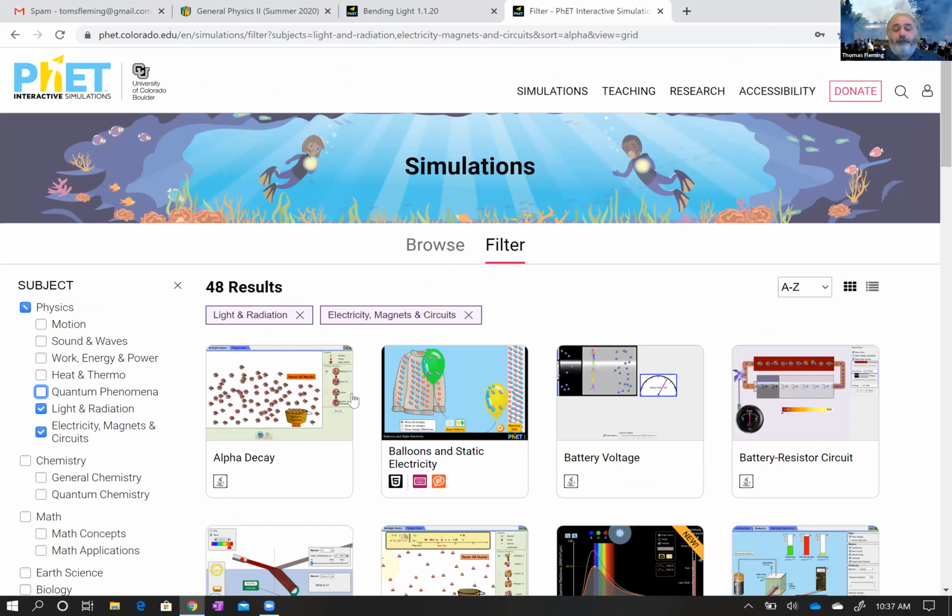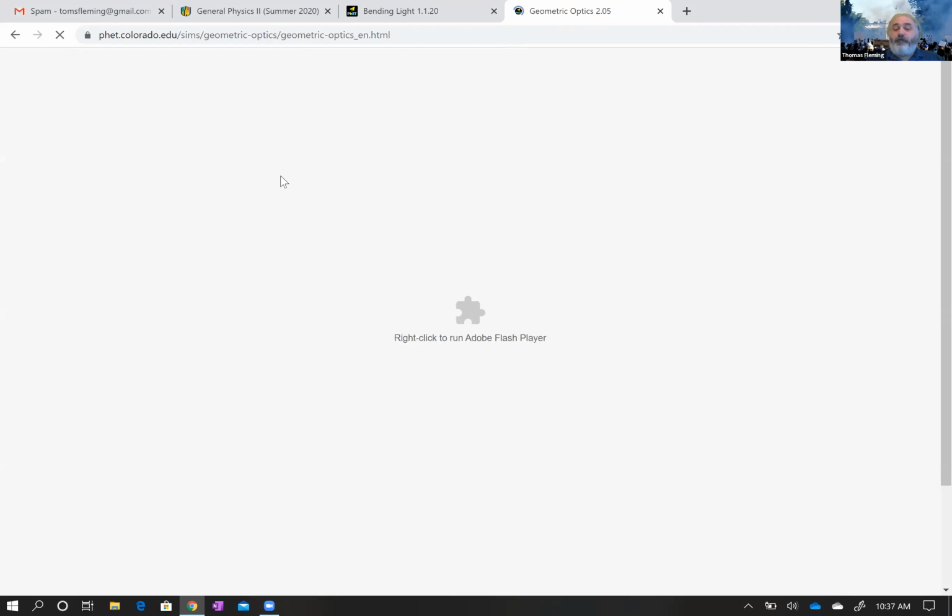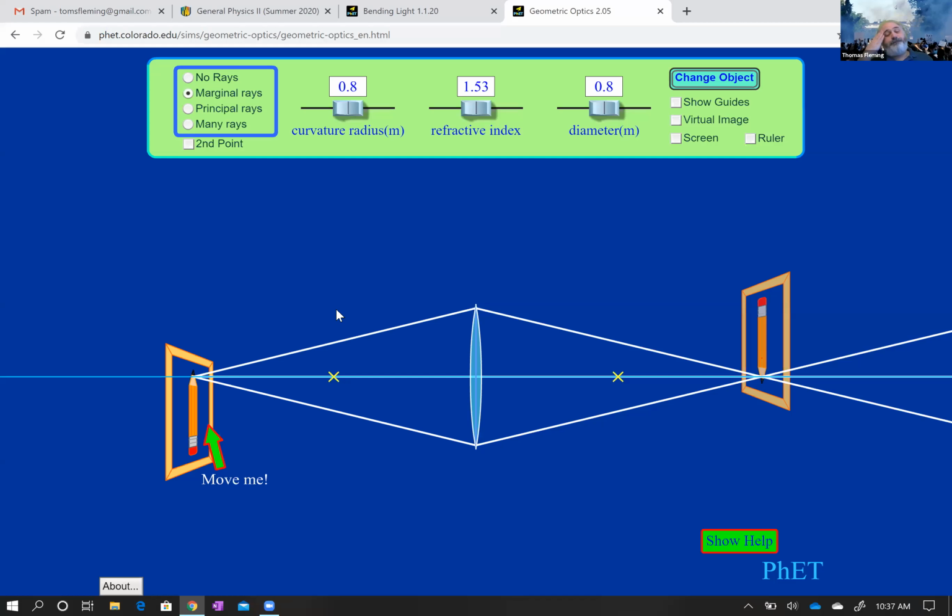Hopefully they're going to replace this one before the end of the year. Otherwise, next semester is going to suck. Because Flash is about to go away forever.